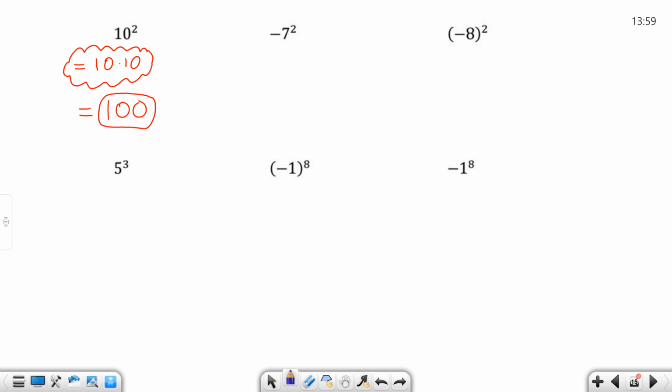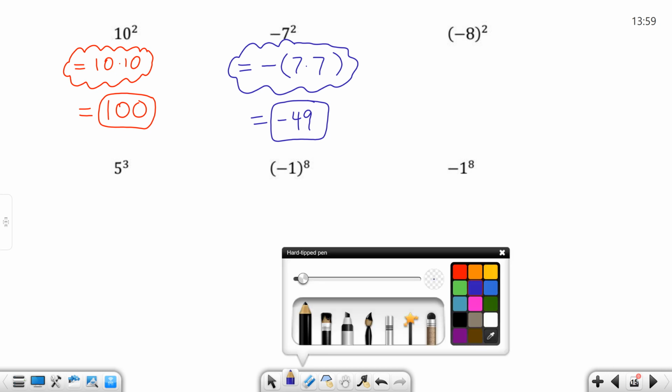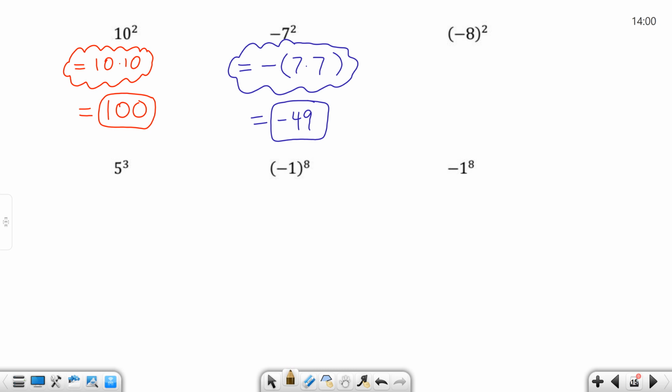So what's really happening here, if you were to write this out, you have a negative sign, and then in implied parentheses, you have 7 times 7. You're squaring this in here, okay? So that's in my little thought cloud. So what is 7 times 7? It's 49, and then negative is going to be what? -49. Because the negative is just one negative sign out front, and you're only squaring the 7 there.